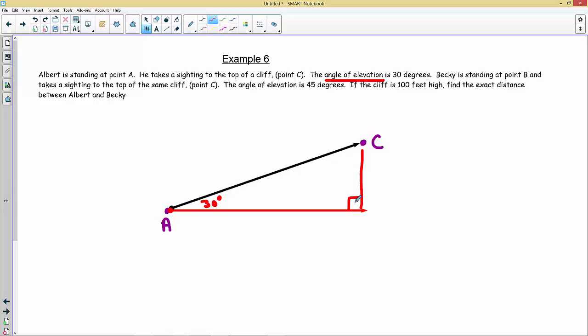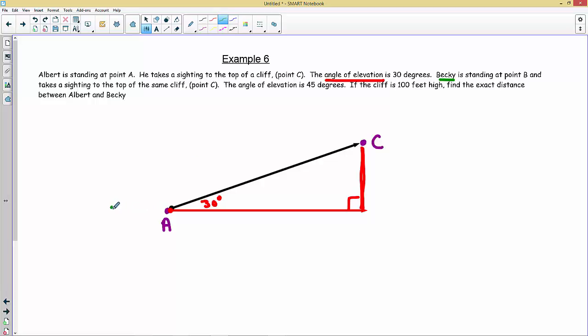This is really important. You have to form a right angle, right? So this is the cliff perpendicular to the ground. Otherwise, we can't do anything. Okay, now Becky. Becky is, that's Albert, okay? Becky is standing at a point B and takes a sighting to the top of the cliff also.